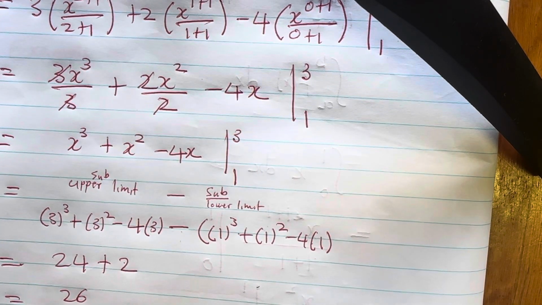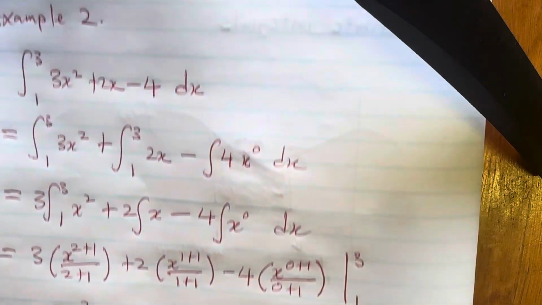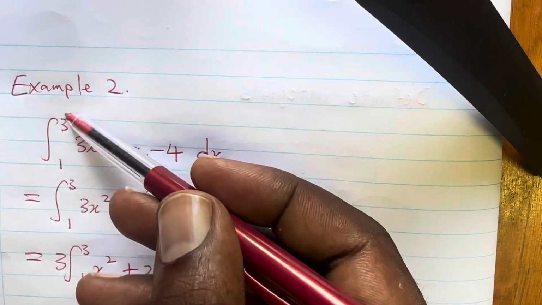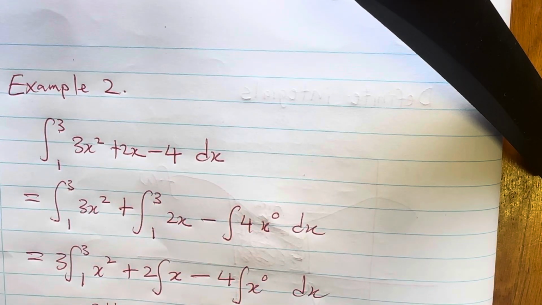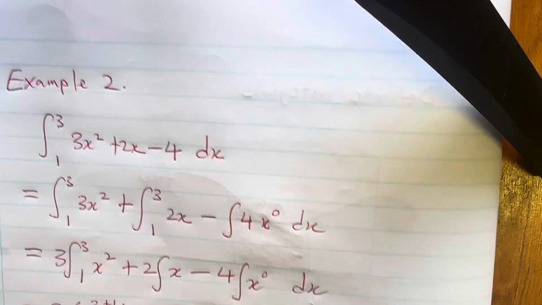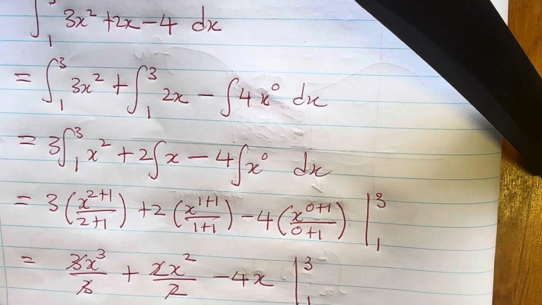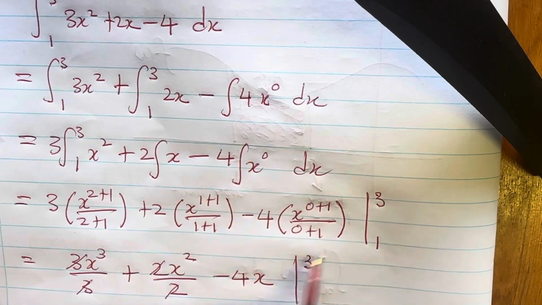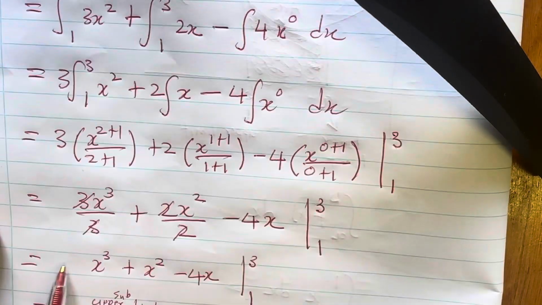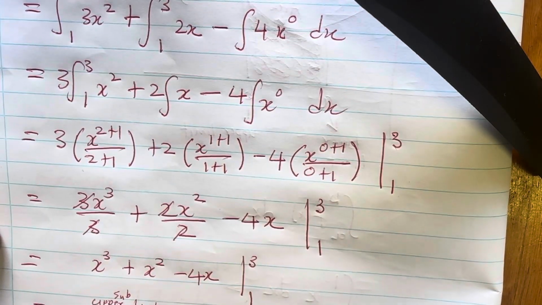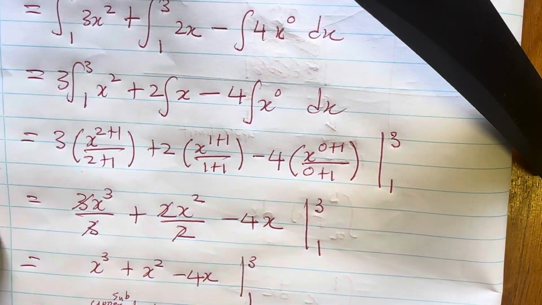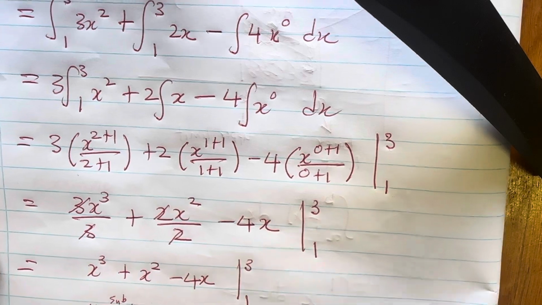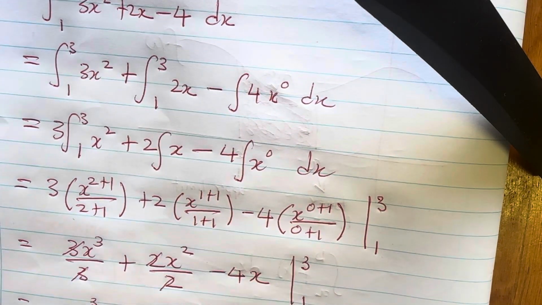That is the area between these two limits. I'm doing this to break down the content so that you can understand how we reached this point. We reached this point by separating the integral sign and integrating the terms individually. Thank you very much.